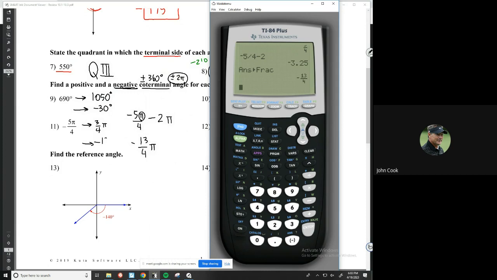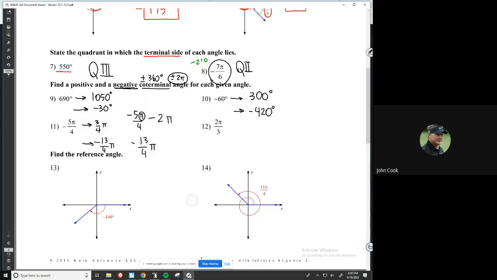It's that easy, guys. Can you believe it? So simple. All right, let's do the same thing over here. We've got 2 pi over 3. So I would add on 2 pi. So 2 pi over 3 plus 2 pi.